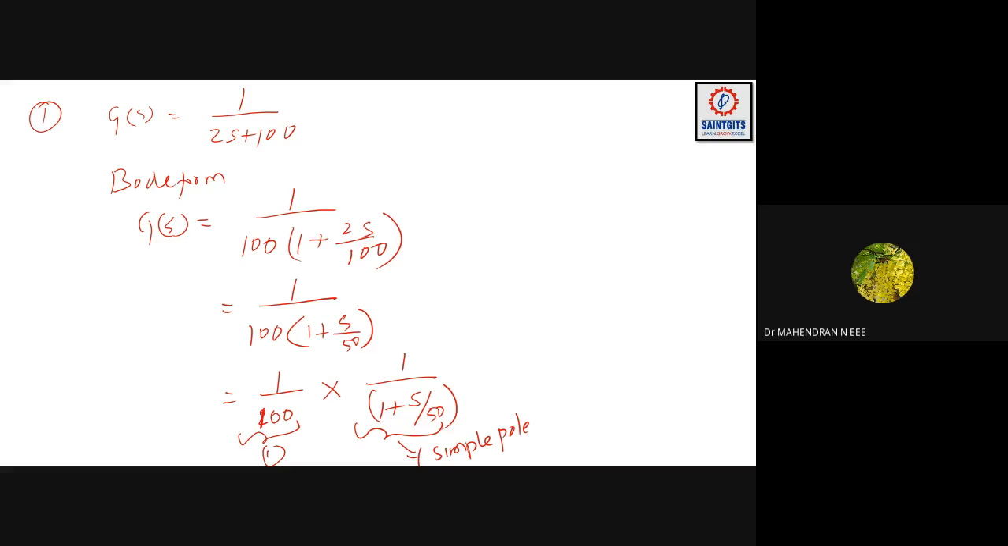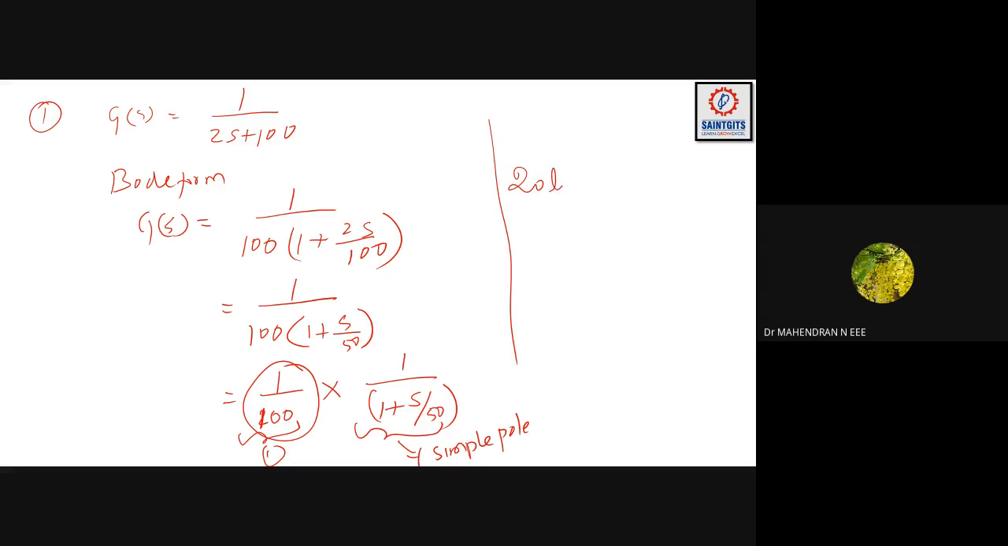So make a copy of that particular sheet before starting problems in the asymptotic Bode plot. You should be thorough about the basic Bode plot of a constant, simple pole, simple zero, and the second order system assumptions. Then only you will be able to draw the Bode plot of this particular function. We can see one by one, and here this is a constant, so convert this constant value into dB.